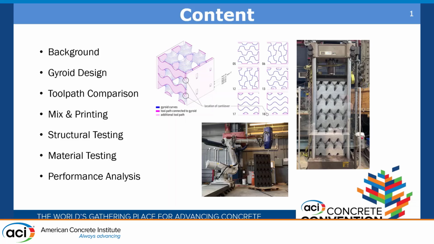I'll explain how we designed our gyroids and the selection of our toolpaths that we used for our comparison. I'll go over the mix and printing parameters that allowed us to print these intricate geometries, go over the testing of our full-scale walls, both their numerical properties and the failure mechanisms, as well as some material tests we did in order to better understand how our walls performed. Finally, I'll combine those in our current up-to-date analysis and where we're moving on in the future.